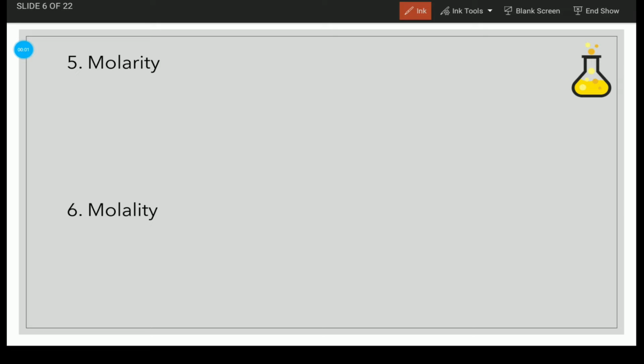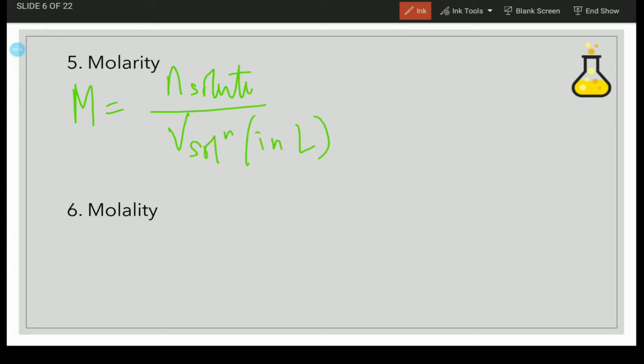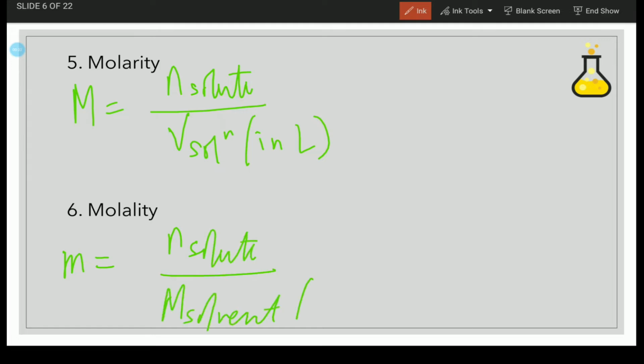So people, this is a very important slide because these terms are used extensively throughout the course. The first is molarity. Capital M is defined as number of moles of solute upon volume of the solution in liters. Quite easy to understand. And its brother, molality, small m, is defined as moles of the solute upon mass of the solvent in kilograms. Mind you, I repeat, mass of the solvent in kilograms.